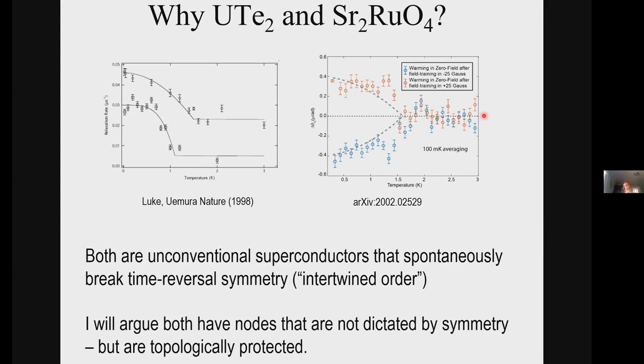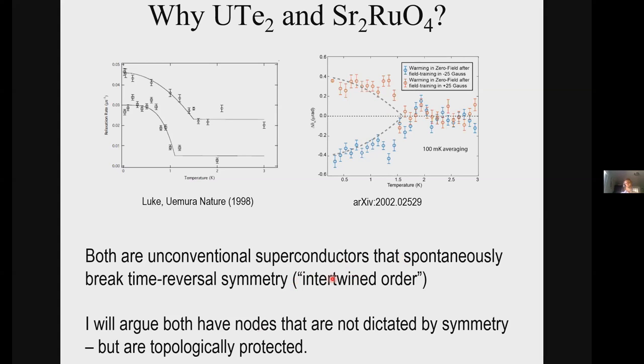In uranium-tellurium-2, in this work, D.D. Wei and co-workers saw that the polar Kerr angle increases as you go below the superconducting state. The difference between the red and the blue data is the applied direction of magnetic field. In the first case, it's say in the positive c-axis, and in the other case, it's in the negative c-axis. That field orientation will play a role in trying to identify what kind of order parameter symmetry we have in this material. These are both unconventional superconductors, and both spontaneously break time reversal. And it's this broken time reversal that is my intertwined order in this conference.